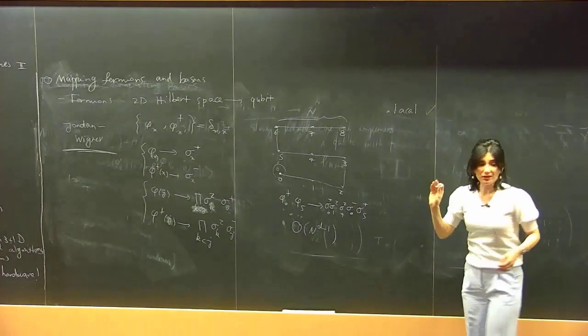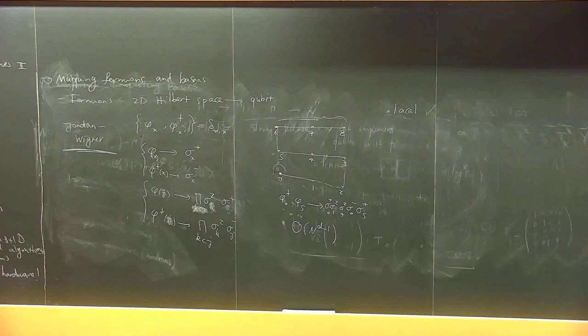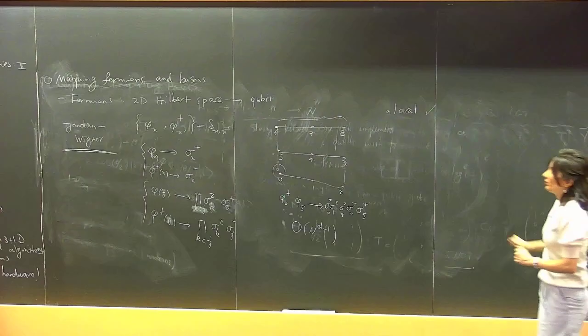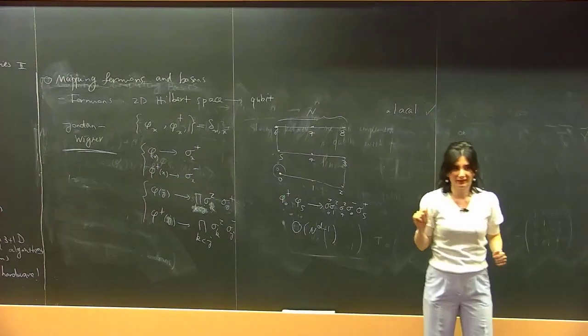I'm not going to talk more about that, but it's really interesting that there is this connection between gauge theories and these local fermionic to qubit maps, okay?